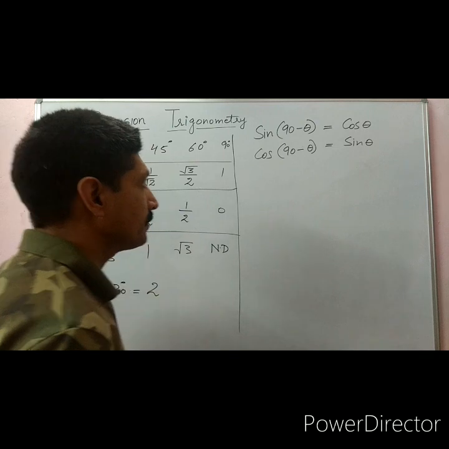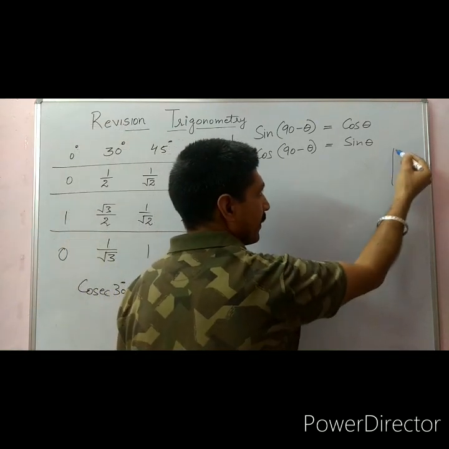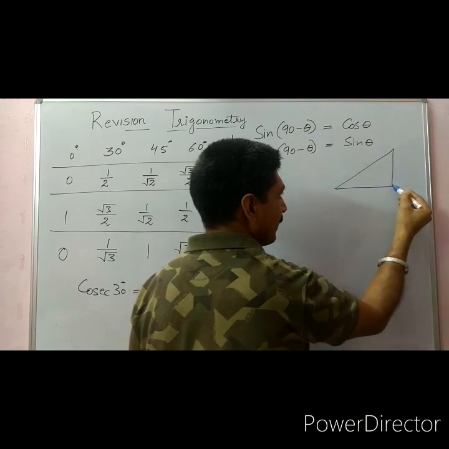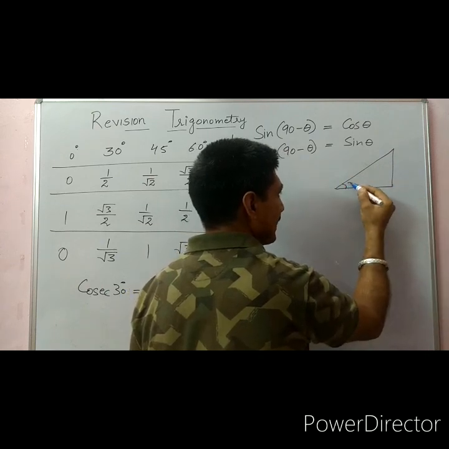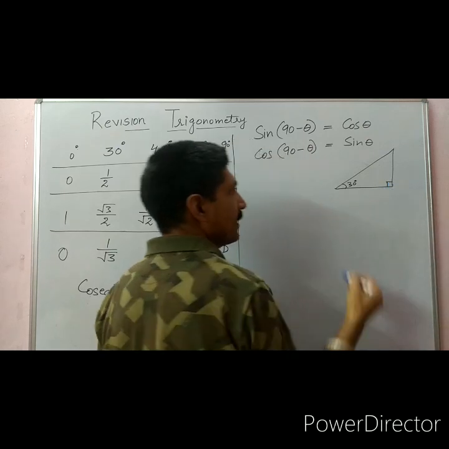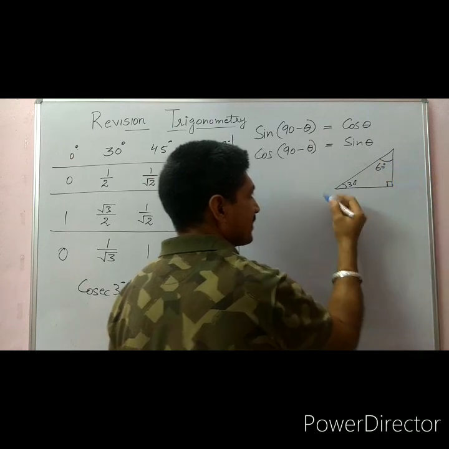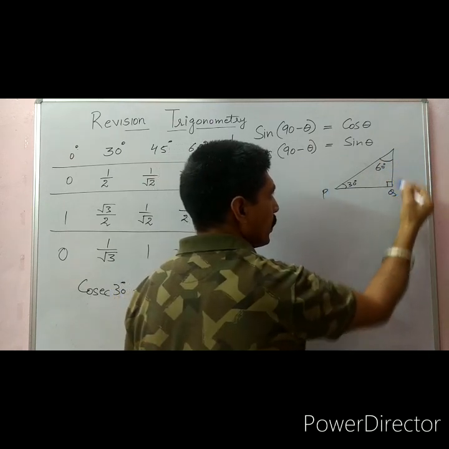So here, let's take one example. If we have a triangle in which one angle is 90 degree and this angle is 30 degree, then this angle is 60 degree. Let's take it PQR.